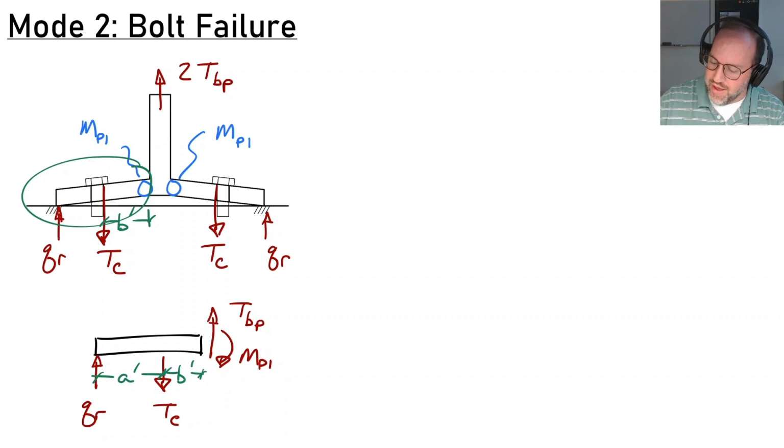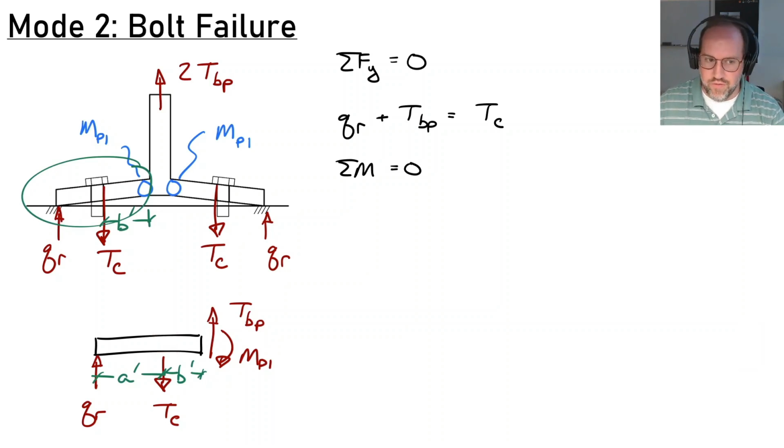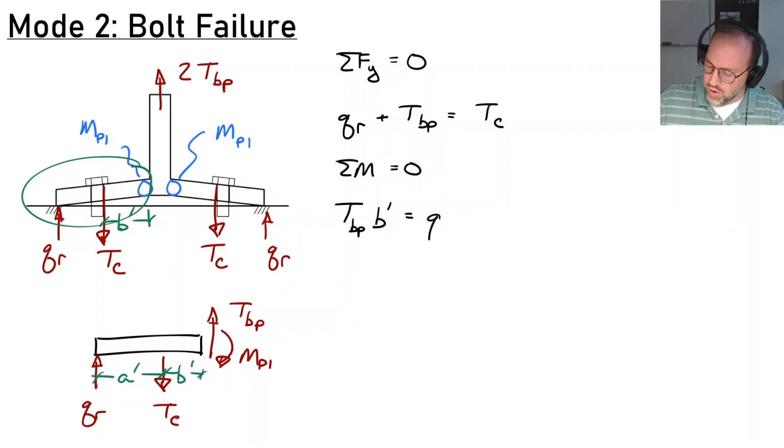Now we just need to do some statics. Statics says the sum of forces in the y direction better be equal to 0. So in this case, I have QR plus TBP equals the bolt capacity TC. And we also have a sum of moments equal to 0. I'm going to do my sum of moments equation right here at the force TC. If I do that, I'll find that TBP times the moment arm of B prime is equal to QR times the moment arm of A prime plus MP1.